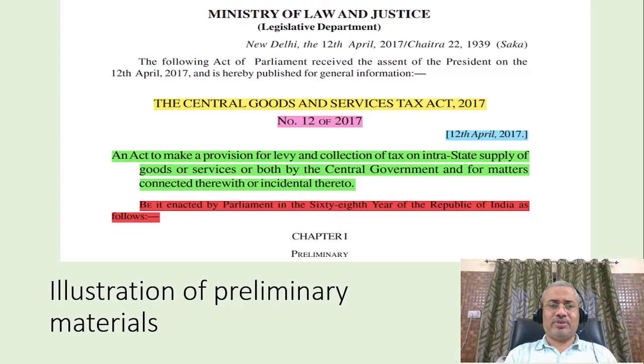So the long title we have seen earlier also: an act to make provision for levy and collection of tax on intra-state supply of goods or services or both by the central government and for matters connected therewith or incidental thereto. That is all in green color. Then in red color is the enacting formula. Enacting formula is written like this: be it enacted by Parliament in the 68th year of the Republic of India as follows. Then the chapter begins and the other sections begin. So this is a very good illustration of all the preliminary materials which we have discussed just now. Thank you.